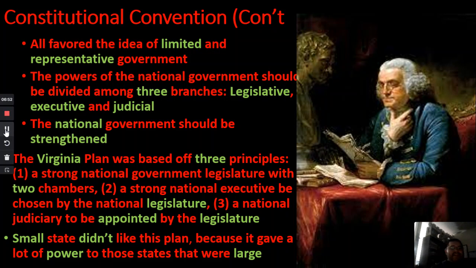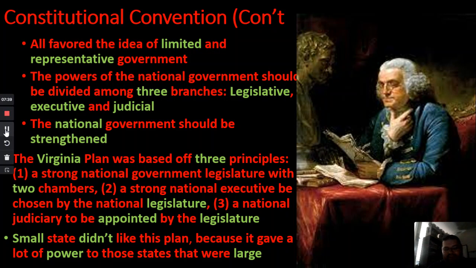Another thing, they favored the idea of a limited and representative government. Okay. So, yes, the government should be powerful, but not like a king powerful. So they're like, yeah, we don't want that. But the government should have some power. Also, the powers of the national government should be divided between 3 branches: legislative, executive, judicial. Okay. And lastly, again, the national government, the central government, should be strengthened. It should have some power. Again, not all powerful, where it tramples on states' rights and individual rights, but it should have some teeth.